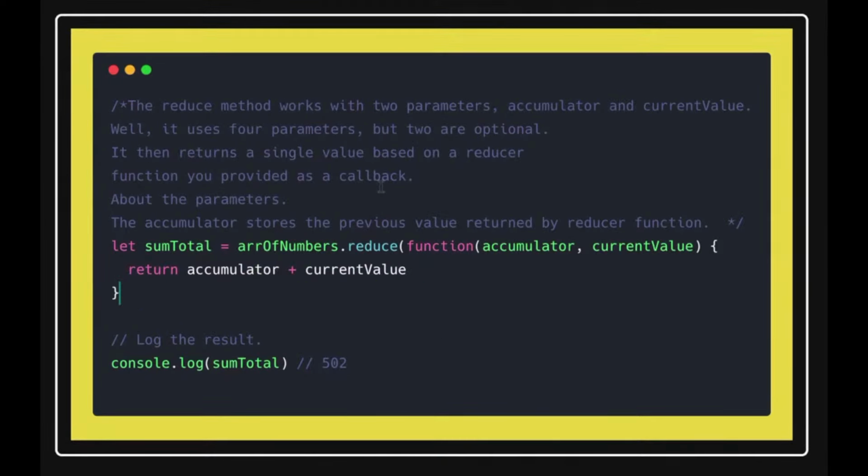Hello and welcome everyone. Let's talk about the reduce function, which is another important function. The reduce method works with two parameters. First is the accumulator and the second is the current value. It uses four parameters, but two of them are optional, so we'll talk about just those two. The reducer function will return a single value based on the accumulator, and that single value will be passed to the next iteration of the reduce function.